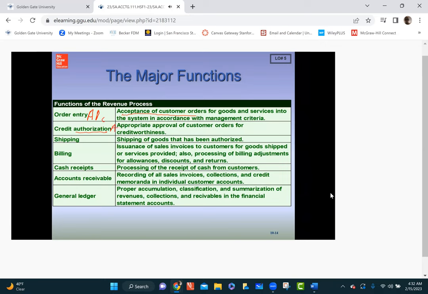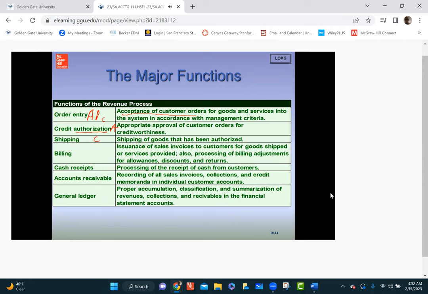Okay. How about, and notice we separate. You're saying, but John, order entry, you're putting that little C there because you're saying it's kind of custody. You say entering the sales order, acceptance of the customer order is authorization. So why do we need another authorization? Because we're trying to separate the what? Function of making the sale from the function of approving the credit, right? Okay, good.